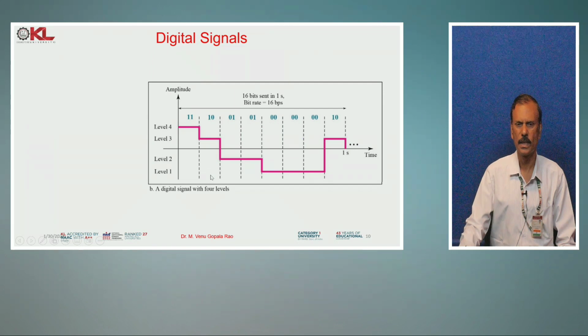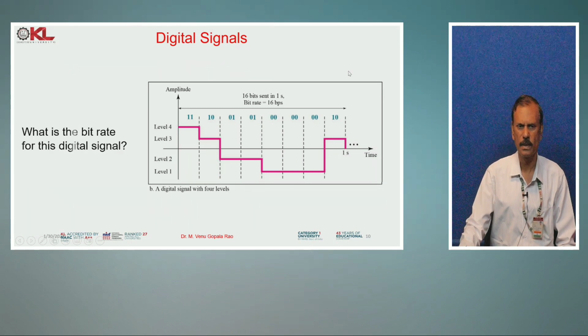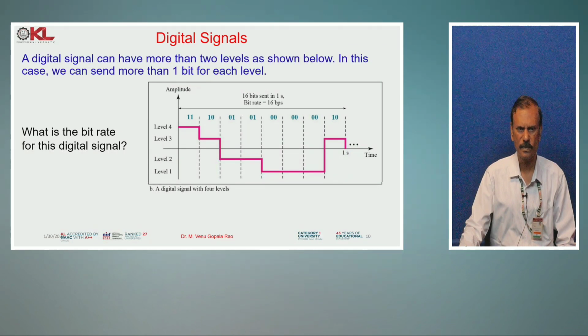Now we are continuing with the digital signal. Until now, whatever digital signals we have studied were in binary format. So this is what we call M-ary format. We already studied the M-ary format in CO2. A signal can have more than 2 levels, as shown below. In this case we can send more than 1 bit for each level. For example, here it is M-ary with M equal to 4, so in 1 bit period, 2 bits are transmitted.